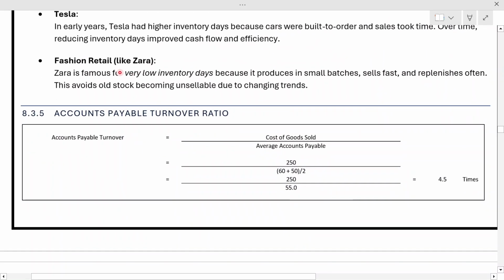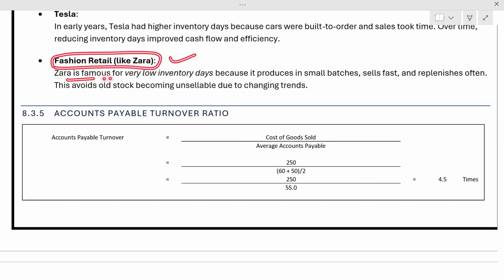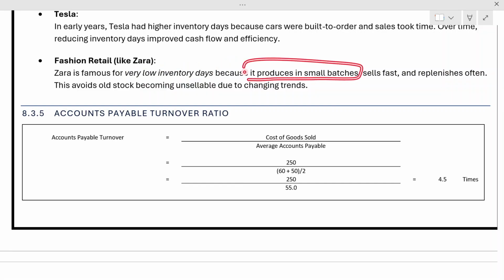And lastly, if we see a fashion retail company like Zara, Zara is famous for very low inventory days. Why are they having low inventory days? Because they produce their products in very small batches. They don't produce excess stock, but very small batches. They sell it fast and replenish often. So this avoids old stock becoming unsellable. They don't have much old stock due to changing trends.